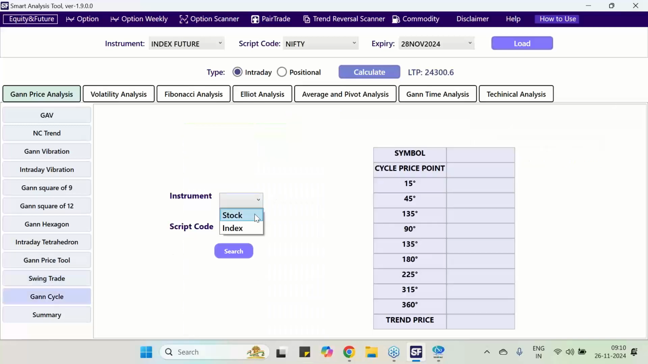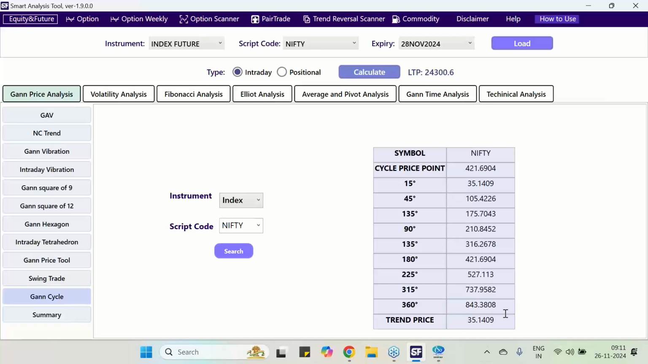So the Gann cycle says after how many price points today's trend will be set. Today's trend price point is plus or minus 35 points. So plus or minus 35 points will set the trend at 15 degrees: plus 35 points is an uptrend, minus 35 points is a downtrend. If that happens, then it will keep moving till 180 degrees. This is for the Gann cycle price point.